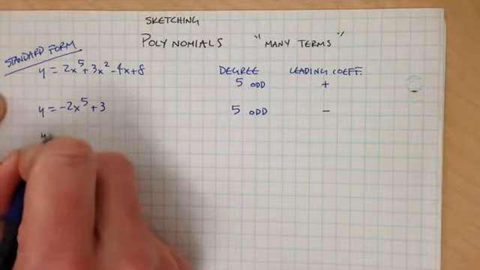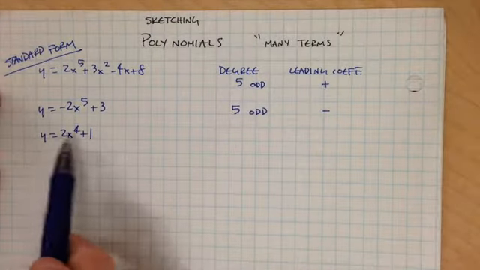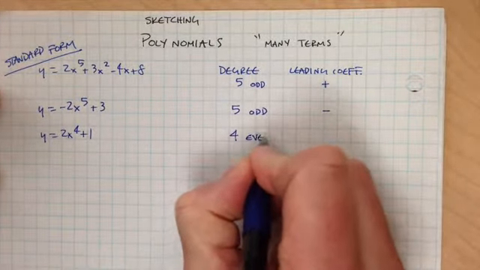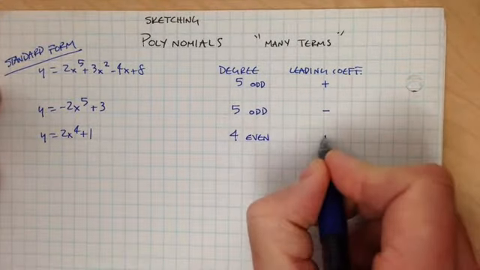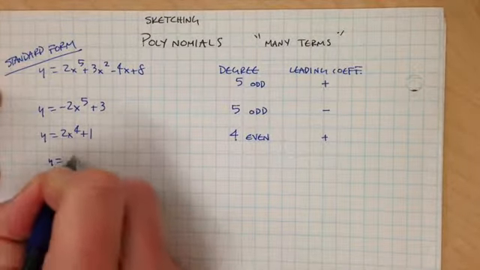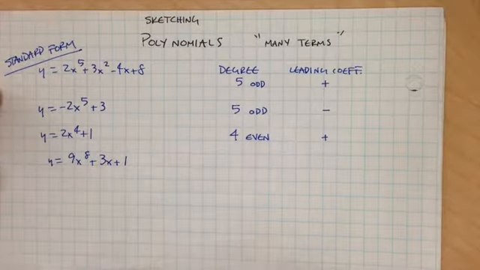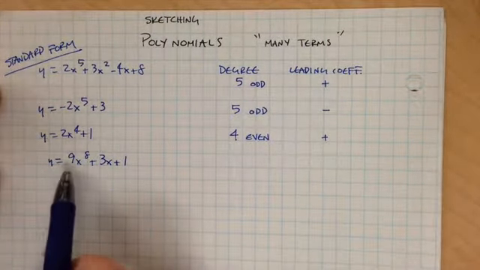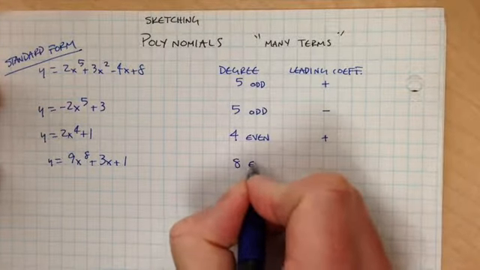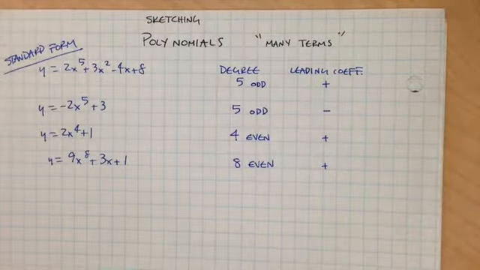You could have something like this, 2x to the fourth plus 1. Looking here, my highest exponent, my degree is 4, that is an even number, and my leading coefficient is positive, so it is positive even. Y equals 9x to the 8th plus 3x plus 1. I could just continue to make these things up all day long. Looking here, my highest exponent is 8. 8 is an even number, and my leading coefficient would be positive right there.